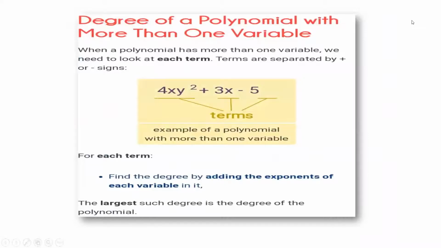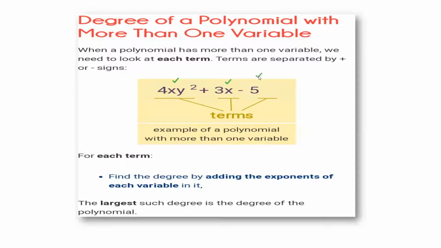Now, the degree of an expression with more than one variable. When the polynomial has more than one variable, we need to look at each term. Terms are separated by plus and minus signs. We have to look at all the terms. How many terms are there? There are 3 terms given to us: 1, 2, and 3.